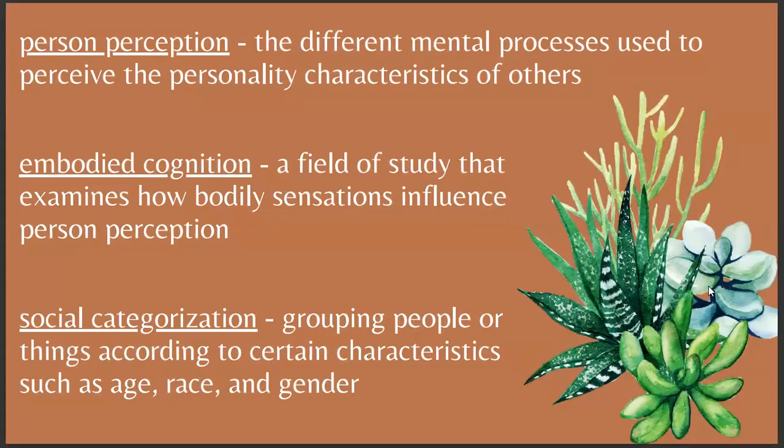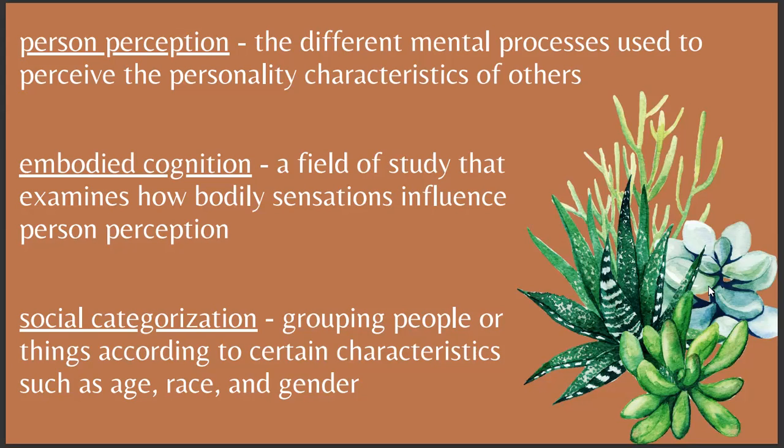So first we've got person perception. This is the mental processes used to perceive the personality characteristics of others. So what are the methods that our brain uses to perceive personality characteristics of other people? Then we have embodied cognition, a field of study that examines how bodily sensations influence person perception. So whenever you think of someone that is maybe a little bit more hard, you might think that is more manly, or someone that is more soft, whether that's the way they speak, the way they look, the way they come across, you might think that is more feminine.